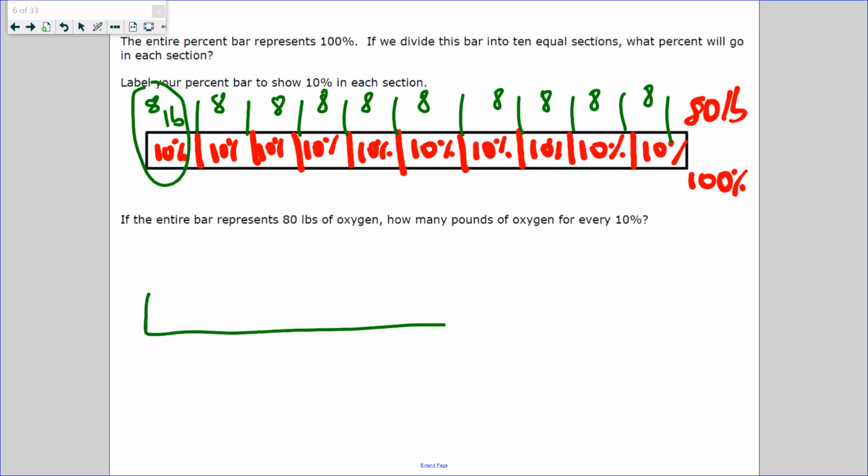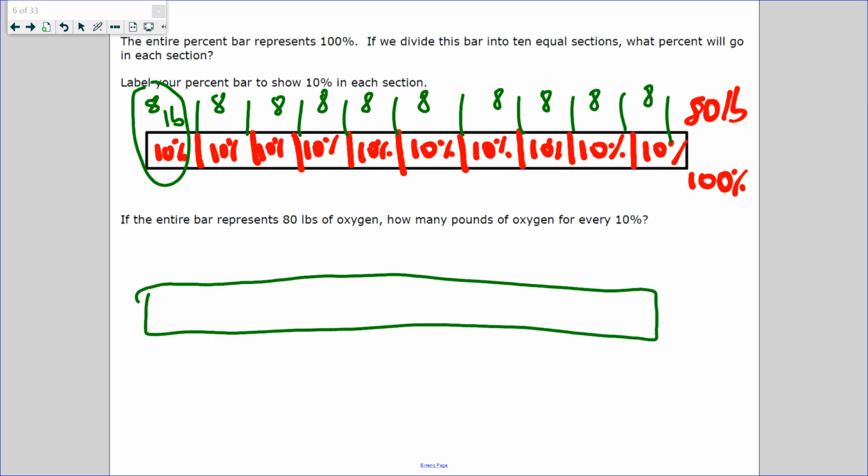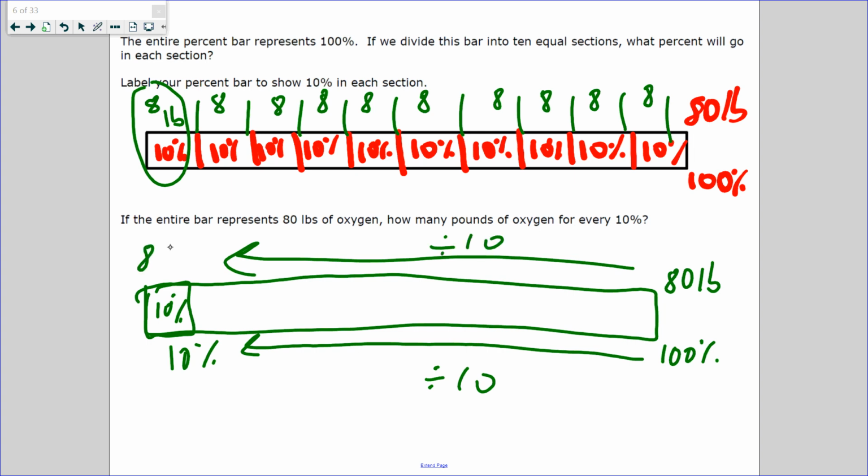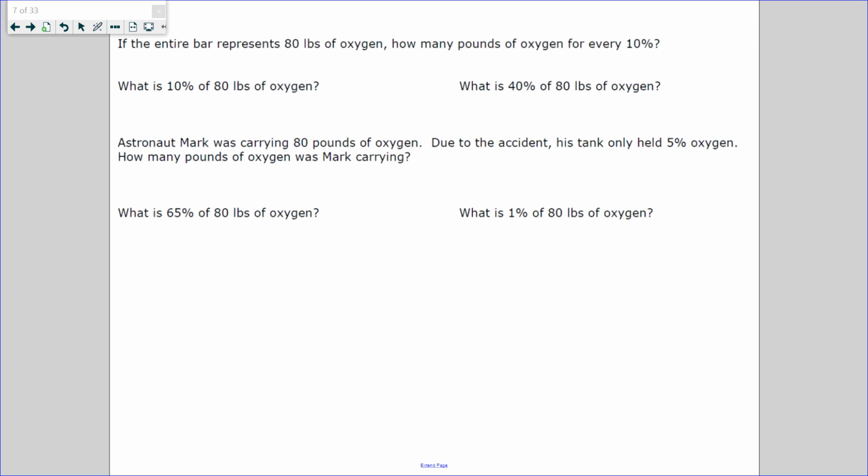Another way to do it, which we are not going to be learning in this video, we will be learning in the subsequent videos, is this one. Well, we know this represents 10%. What is the relationship between 100% and 10%? Divide by 10. So 80 divided by 10 is 8 pounds. So 10% represents 8 pounds. Maybe you solved it that way. So now, what is 10% of 80 pounds? It is 8 pounds.